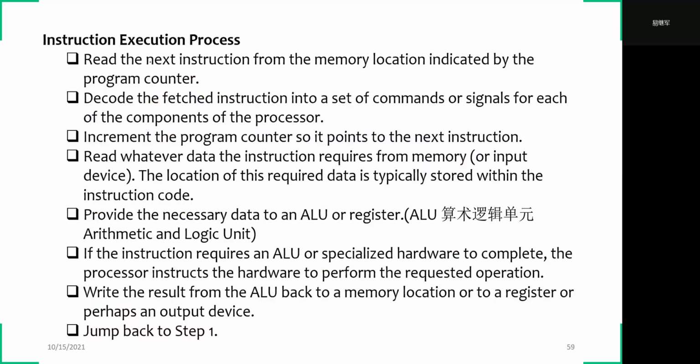Instruction execution process. Read the next instruction from the memory location indicated by the program counter. Decode the fetched instruction into a set of commands or signals for each of the components of the processor. Increment the program counter so that it points to the next instruction. Read whatever data the instruction requires from the memory or input device.